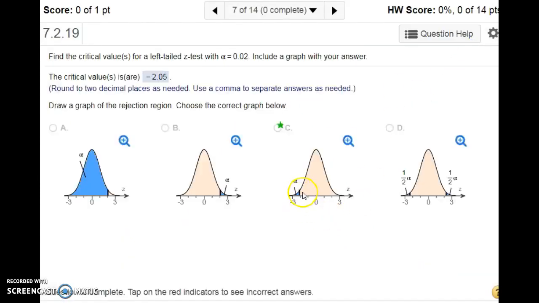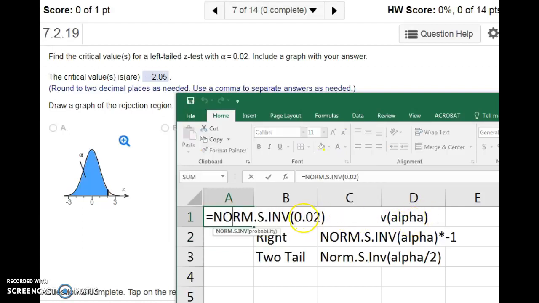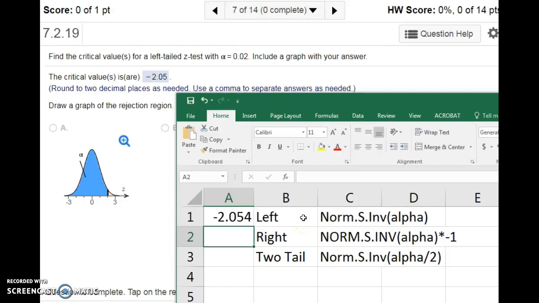So how do you find these cutoff lines? We're again just going to use a formula in Excel, and it's norm.s.inv. And then you just type in your alpha, and Excel gives you back what the cutoff line would be for that particular probability. So for 0.02, if you put a 0.02 in there, you get back our critical value of negative 2.05.